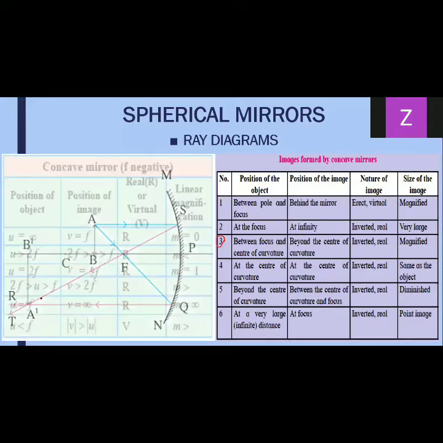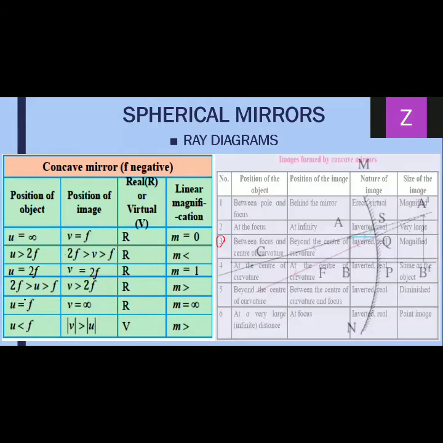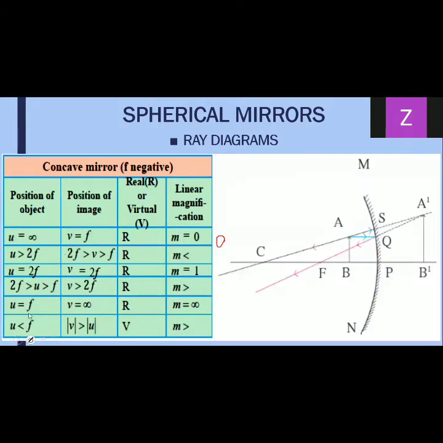Similarly, if we consider another ray diagram like this, in this particular ray diagram, what is the position of the object? The object is between F and P. When it is between F and P, u is less than f. So this is the object. We know where the image is formed. This is the image which is formed behind the mirror. If it is behind the mirror, we know it is virtual.